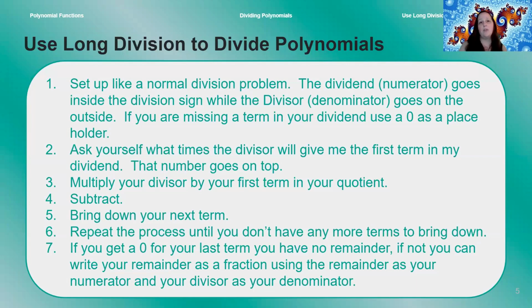If you get a 0 for your last term, you don't have a remainder. If not, you can write your remainder as a fraction using the remainder as your numerator and your divisor, the number you divided by, as your denominator.